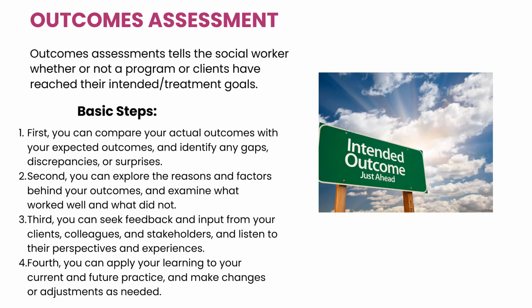So outcomes assessment. This tells the social worker whether or not a program or client has reached their intended treatment goals. The steps to an outcome assessment: first, you compare the actual outcomes with your expected outcomes. So what did we put in the treatment goals? Or, if it's a program, what did we put in the program goals? And identify any gaps or discrepancies or any surprises that happened. Compare them with what we actually ended up with.